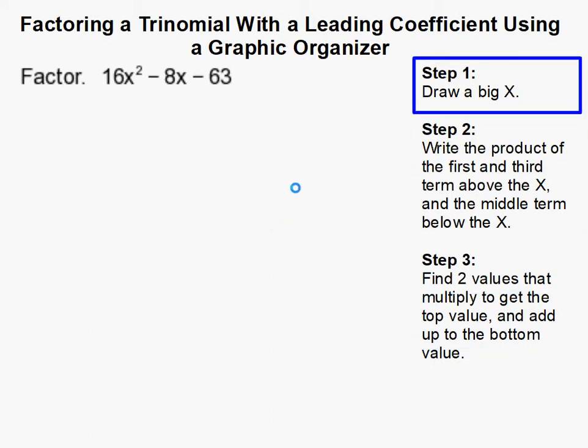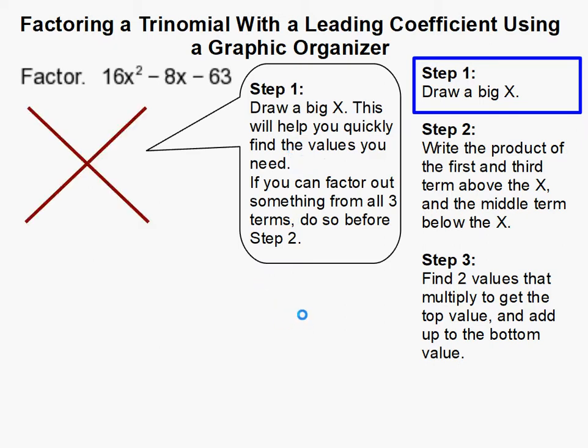Alright, so the first step is very simple. You just draw a really big X on your paper somewhere. Then you look and say, can I factor out any common term? If you can, factor out something first, always. Always look to see if you can factor out a 2 or a 3 or something before we get to step 2. But in this example, I don't think we can factor something out of all 3.